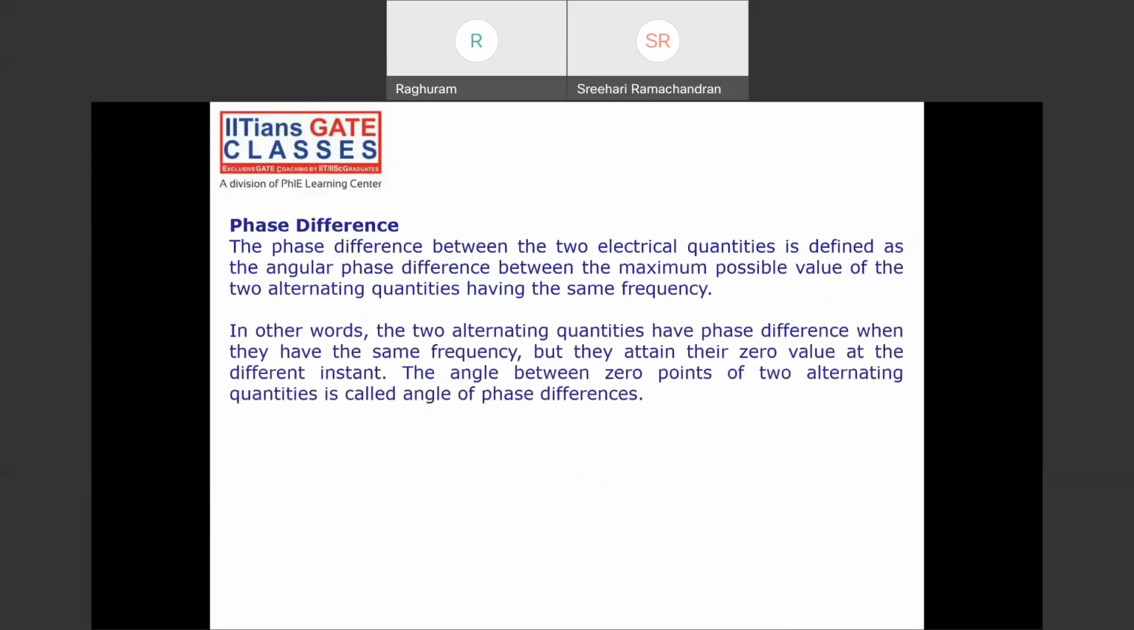Next, phase difference. Phase difference between two electrical quantities is defined as the angular phase difference between the maximum possible values of the two alternating quantities having the same frequency. So they should have the same frequency to compare two sinusoids. If you want to compare two sinusoids, they should be moving with the same frequency. Then only you can compare two sinusoids.